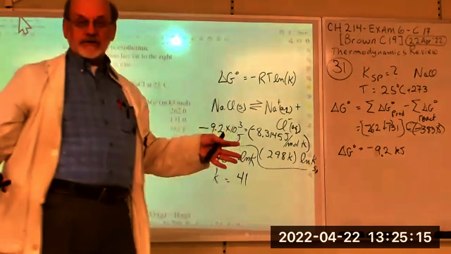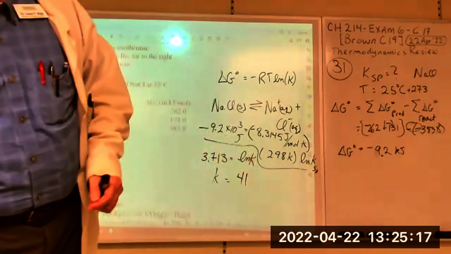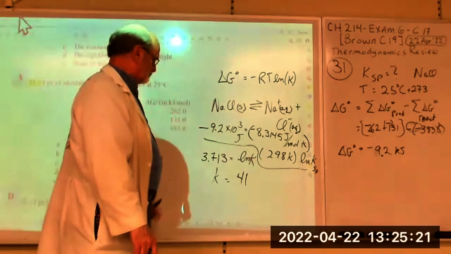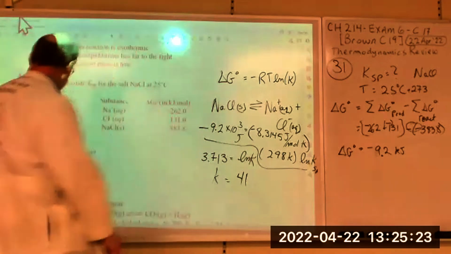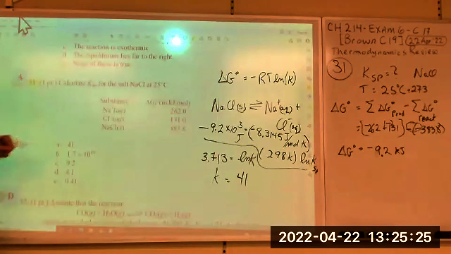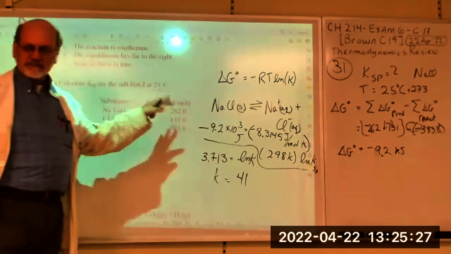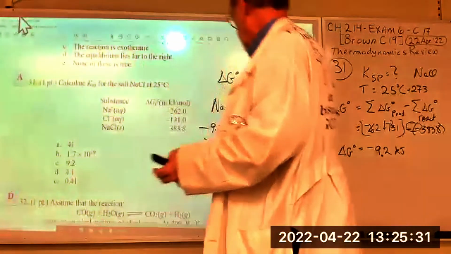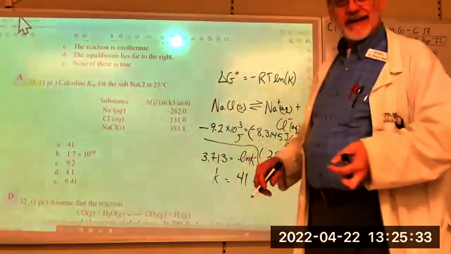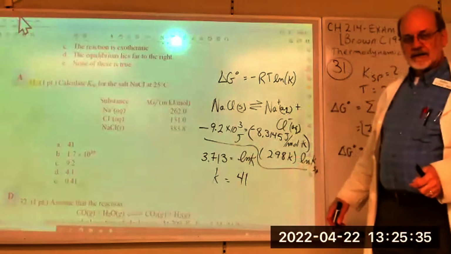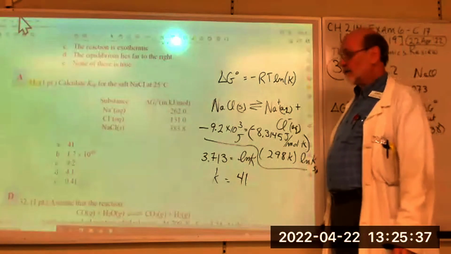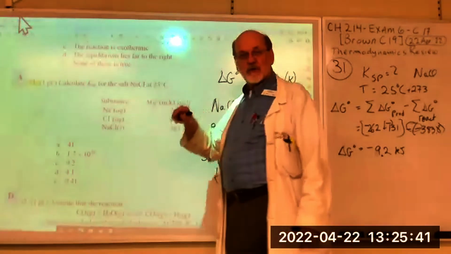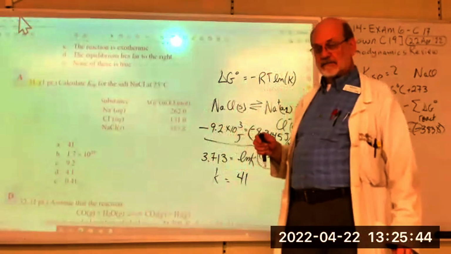And it doesn't have any units. Remember, K's don't have units. Well, they have units, but we don't say them out loud. So here it is. K for this process, this solubility, is 41. What does that mean? It's a big number, right? 41 is a big number. So that means sodium chloride is very soluble.